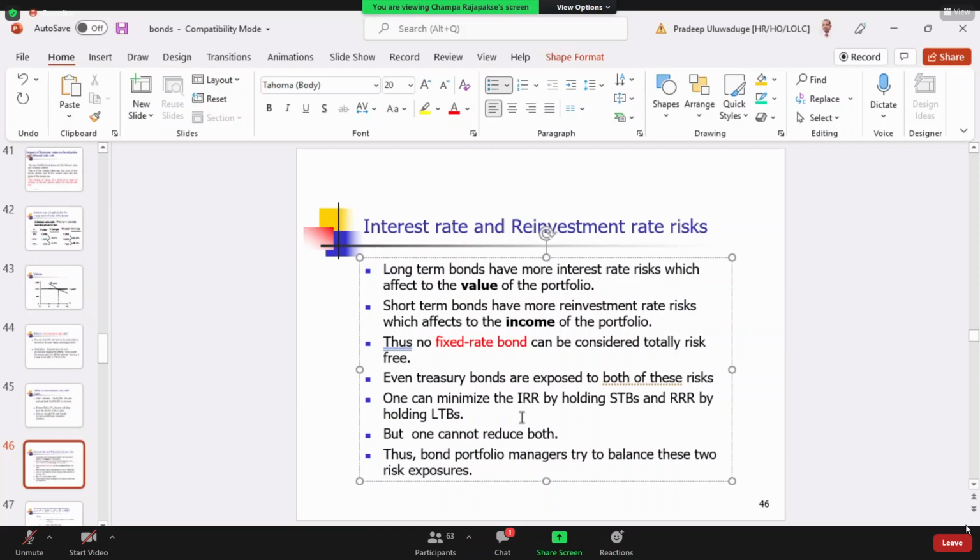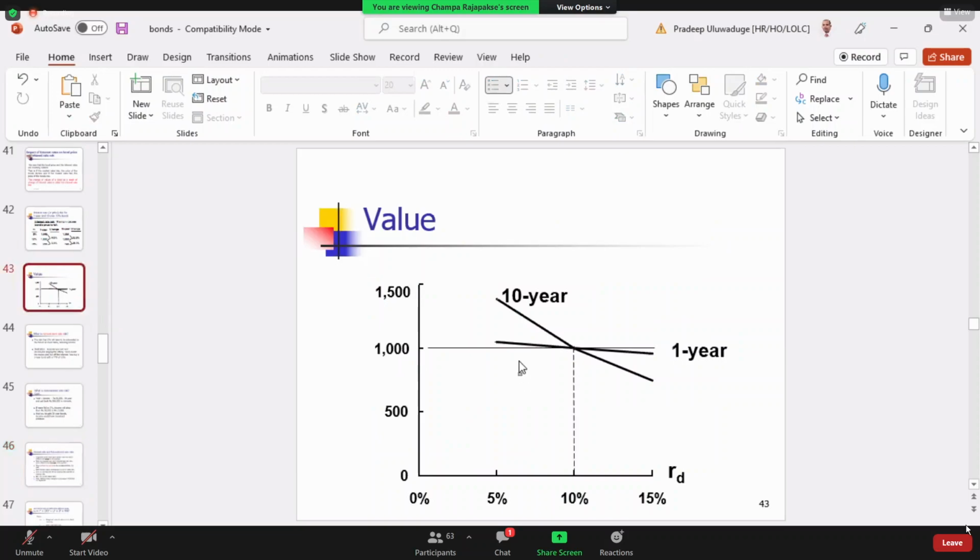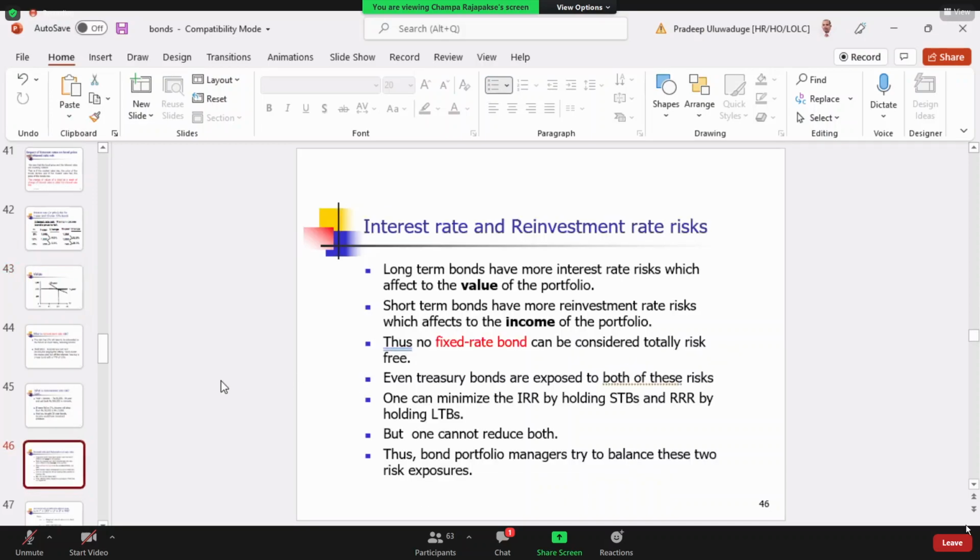One can minimize the interest rate risk, IRR, by holding short-term bonds, because interest rate risk is lower for short-term bonds. So one can avoid interest rate risk by investing in short-term bonds, and reinvestment rate risk by holding long-term bonds. But one cannot reduce both.